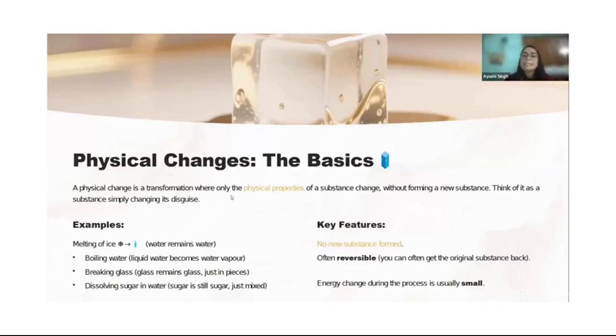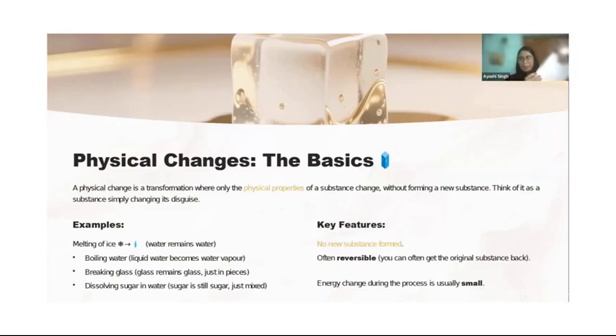Okay, so physical change is a transformation where only the physical properties of a substance are changed. For example, let's say I'm taking a pen and a paper. I hope it's visible to you, maybe.